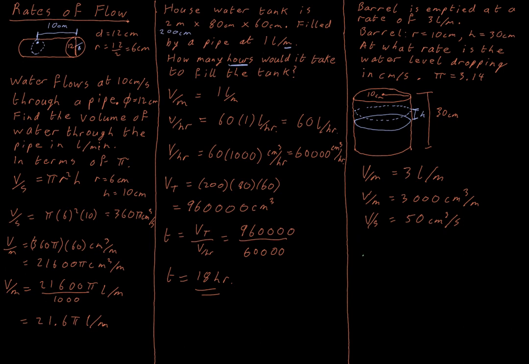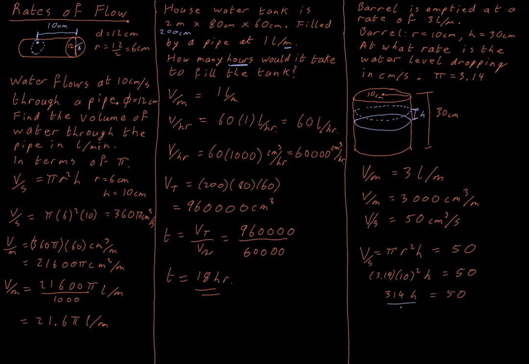So that means that the volume of our cylinder, pi r squared h, must be equal to 50. That's going to be our volume per second, effectively. And we know the radius is going to be 10 centimeters. And the height is what we're looking for. And we know pi in this case we're taking is 3.14. And that's equal to 50. So we end up with 314 h equal to 50.